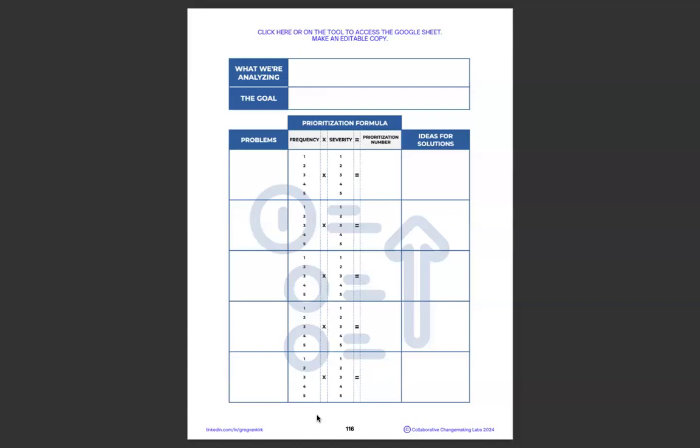And then you're going to multiply the frequency number by the severity number to get an overall number. So if I had, for example, 2 for frequency and I had 4 for severity, I do 2 times 4, and that equals 8. Right. So I'm doing that for all of my problems. And then I'm going to start with my highest prioritization number and have conversations about ideas for solutions. So how might we solve this problem? So it helps me prioritize: start with the highest frequency and severity problems that I should be addressing first.